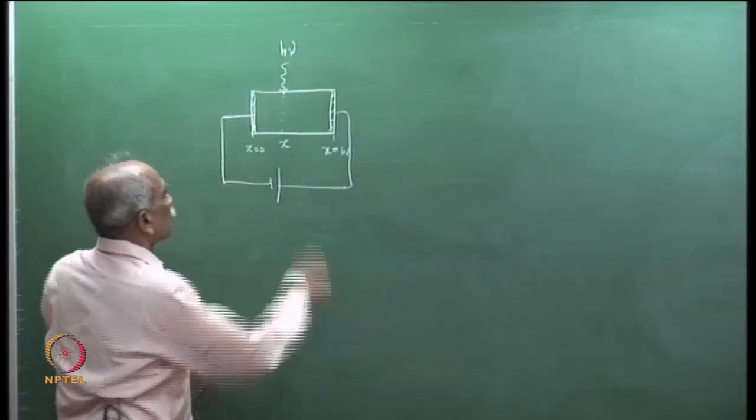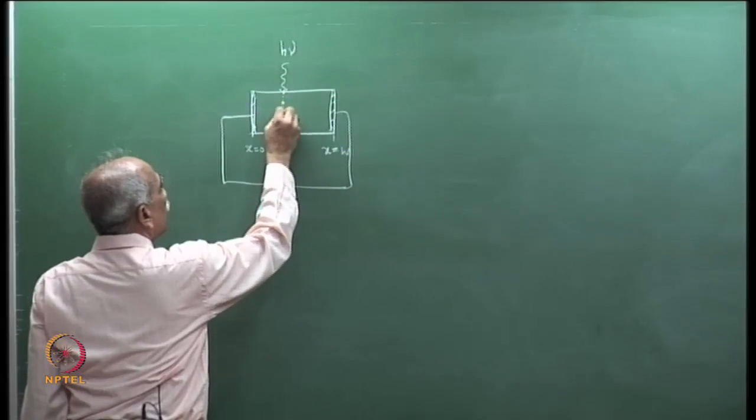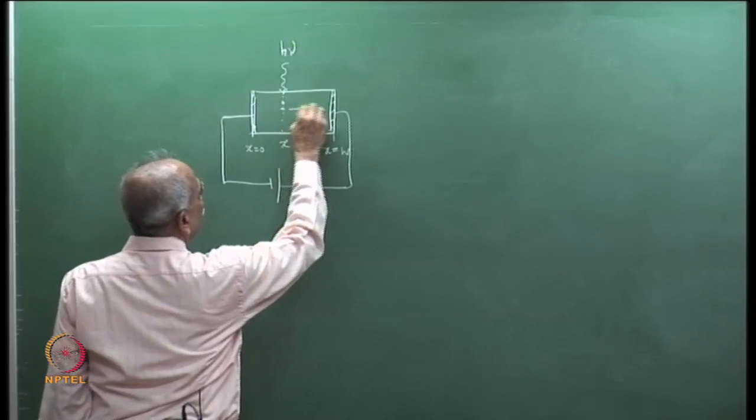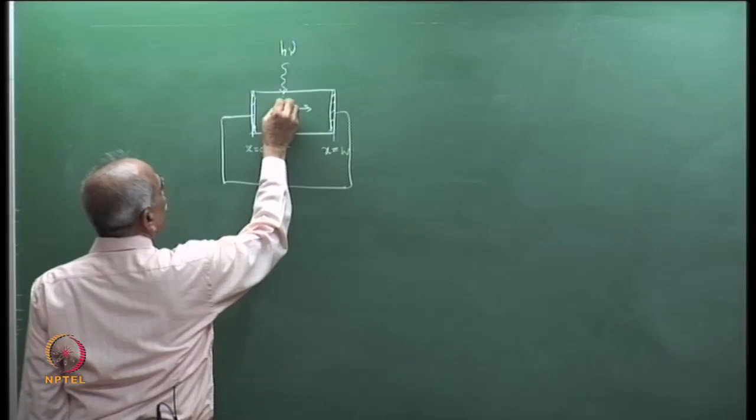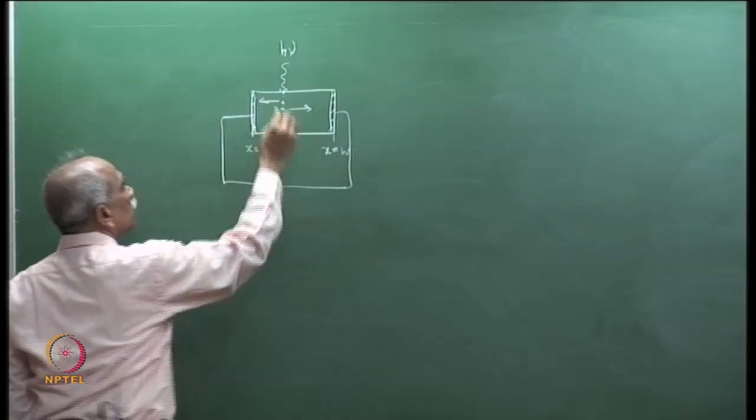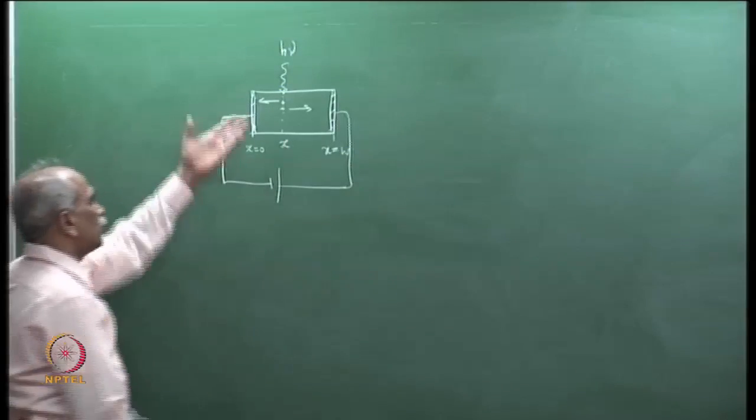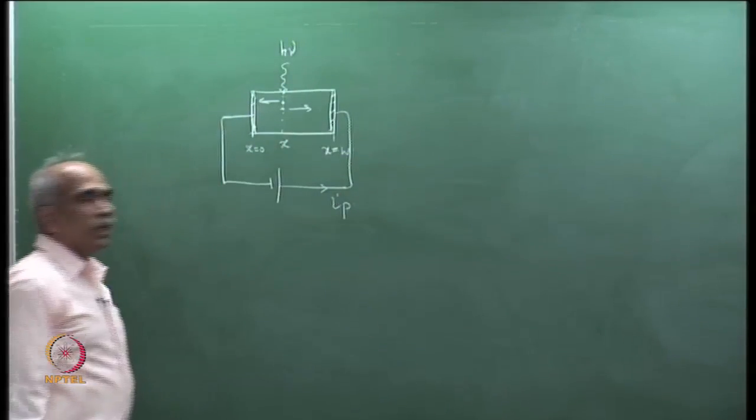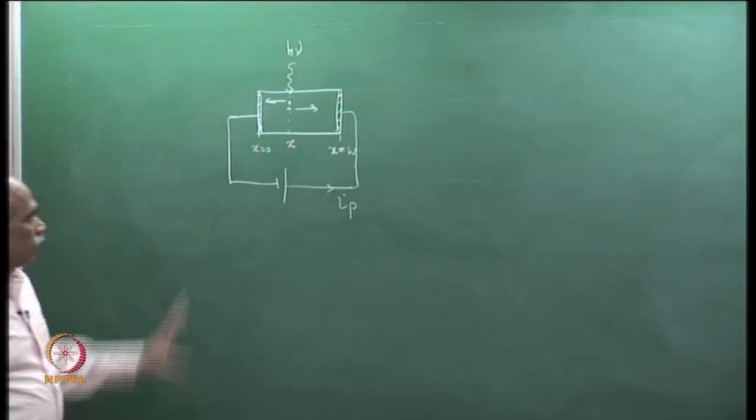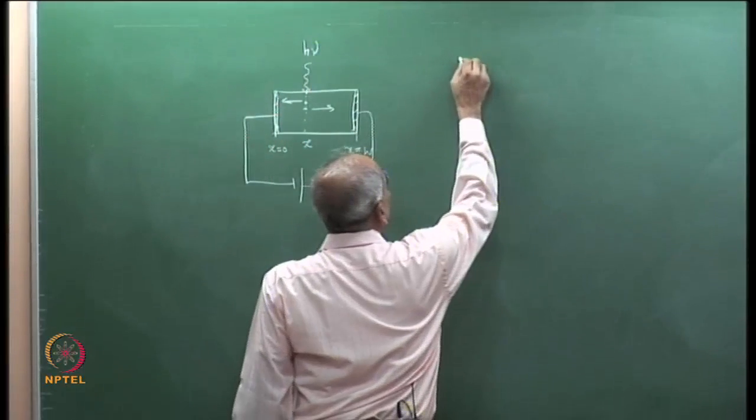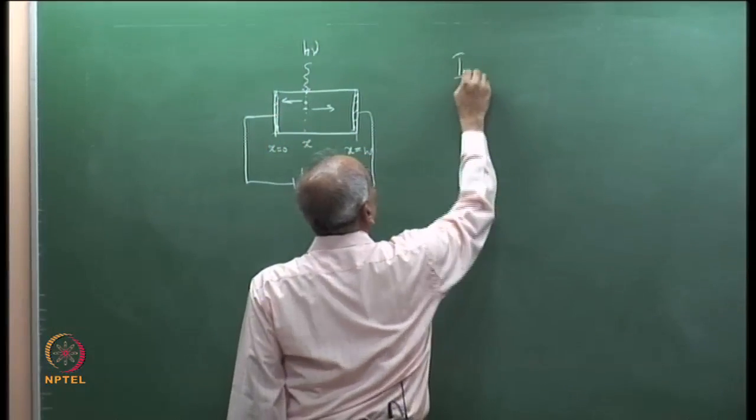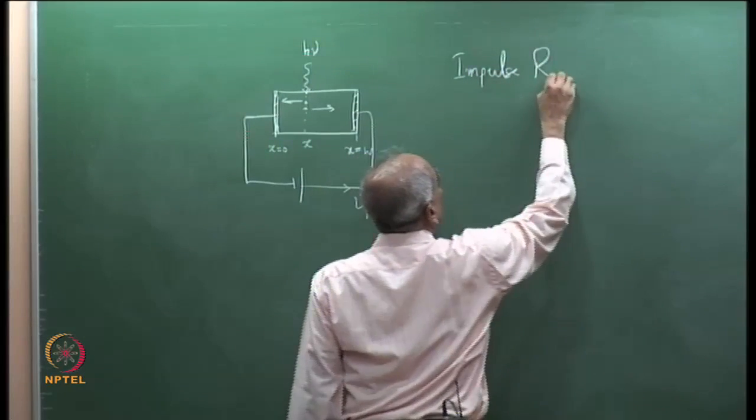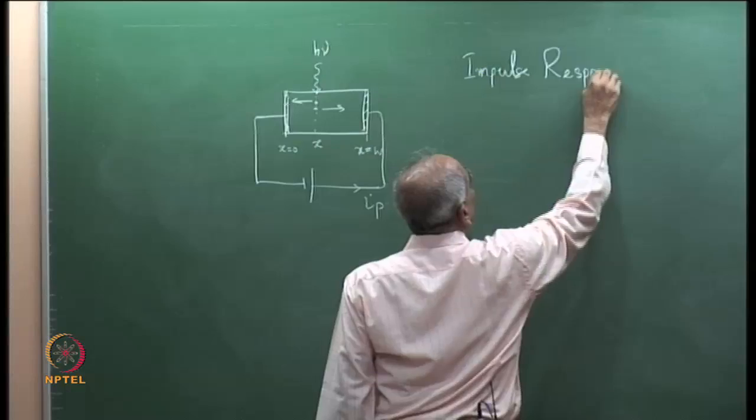So, the incident photon gives rise to a hole and an electron and the applied potential will drift them. The electron will move in this direction and the hole moves in this direction, and that leads to a current in the external circuit, which is the photocurrent I_P. Now, we are interested in knowing the speed of response, or impulse response.